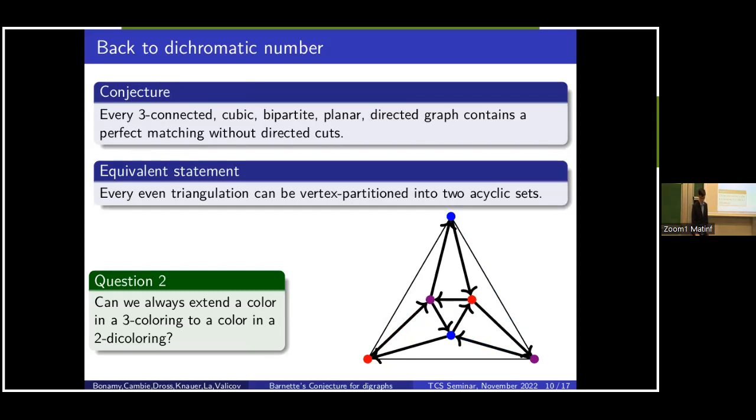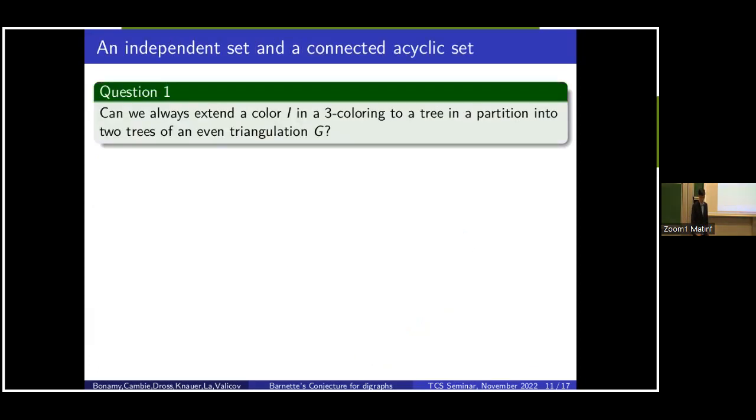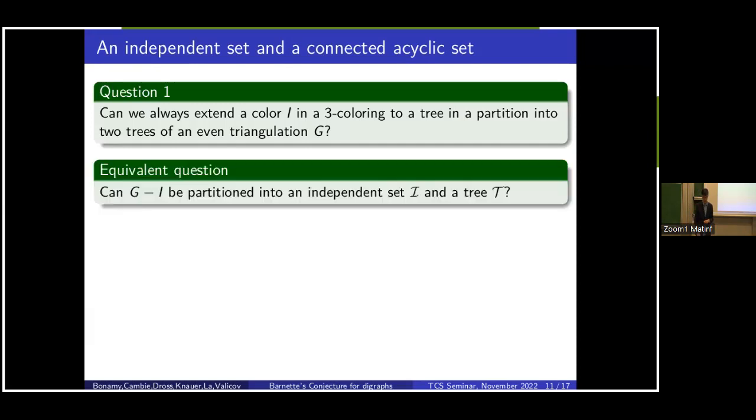Okay, so now we are really looking to solve this question of extending this maximal independent set into a tree. And for this, you can rephrase this question this way: if you remove your independent set, then the rest can be partitioned into another independent set and a tree. And these 2 statements are actually equivalent.